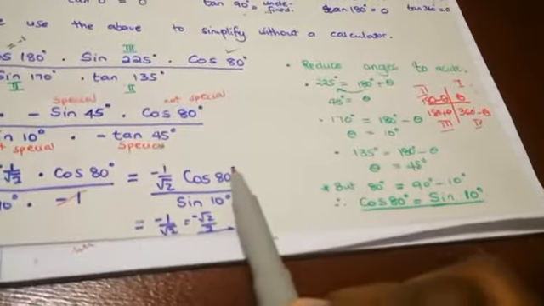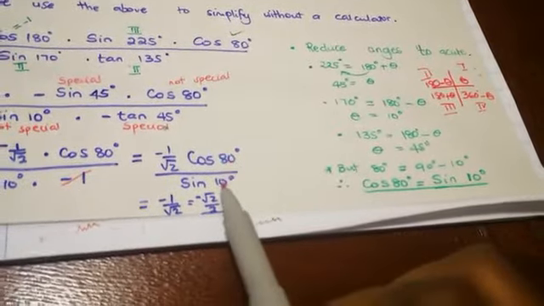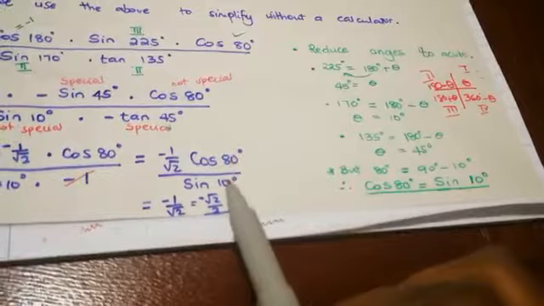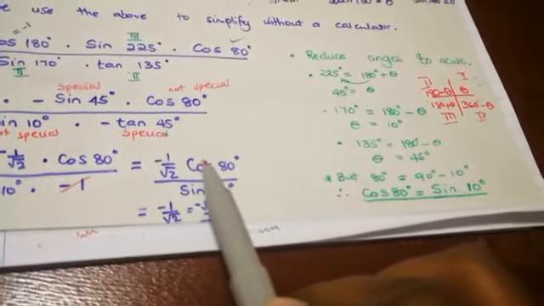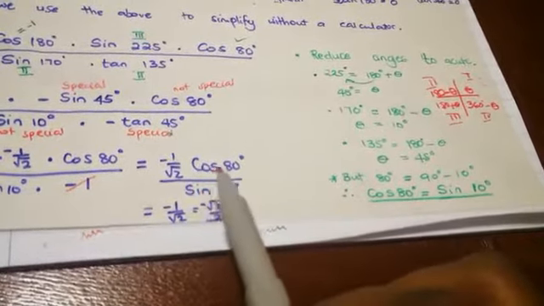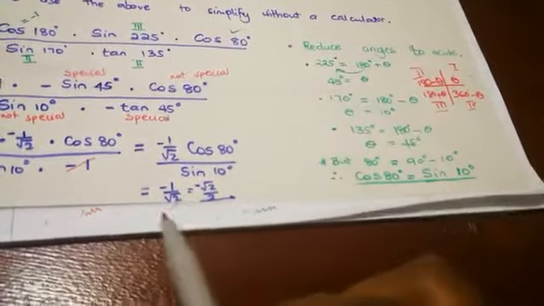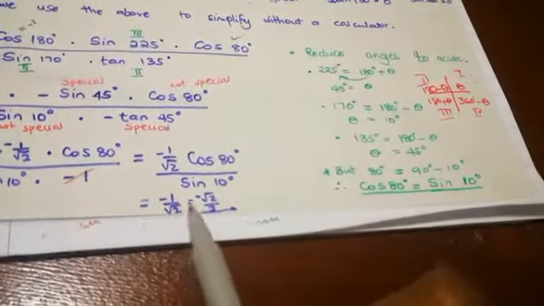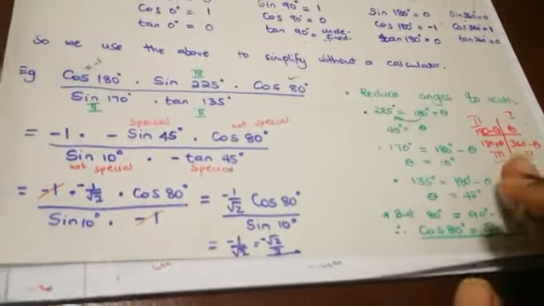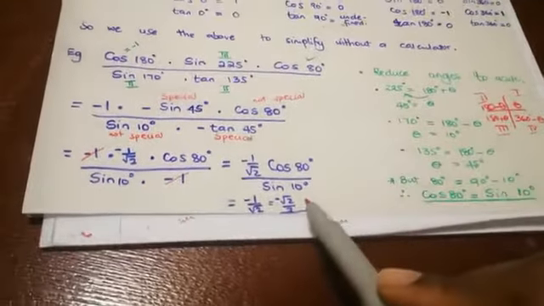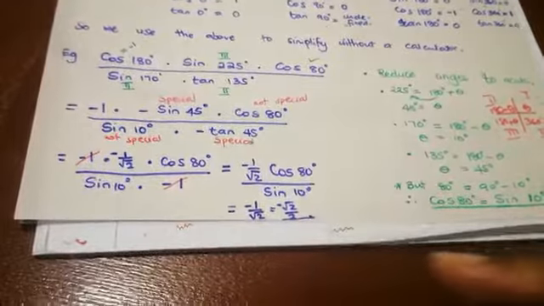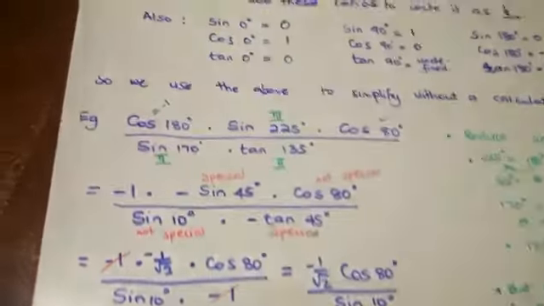Okay, so I'll say that again. If this is 80 and this is 10, when you add them up, if it gives you 90, and one says cos and the other says sine, you can cancel out the two because they are actually the same. So then that leaves you with 1 over root 2, which then gives you negative root 2 over 2 after rationalizing. Okay, let's look at the next example.